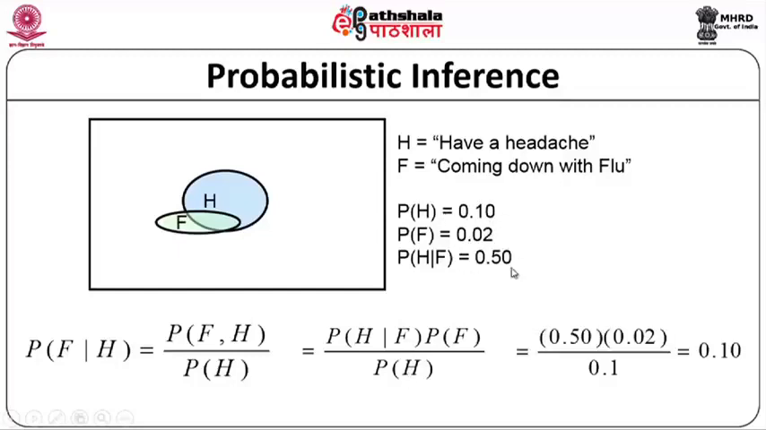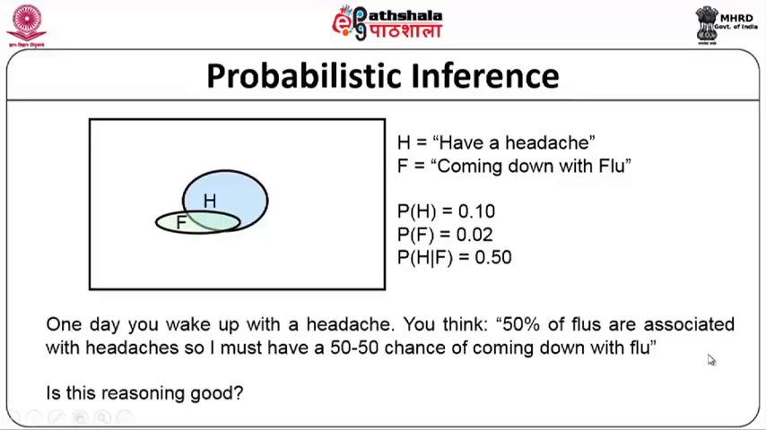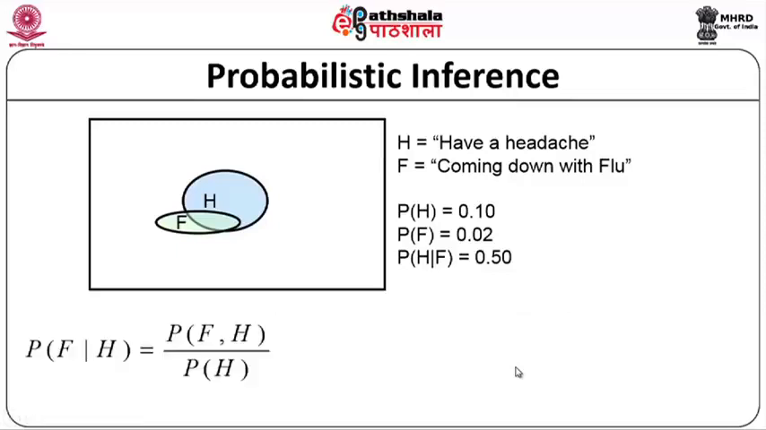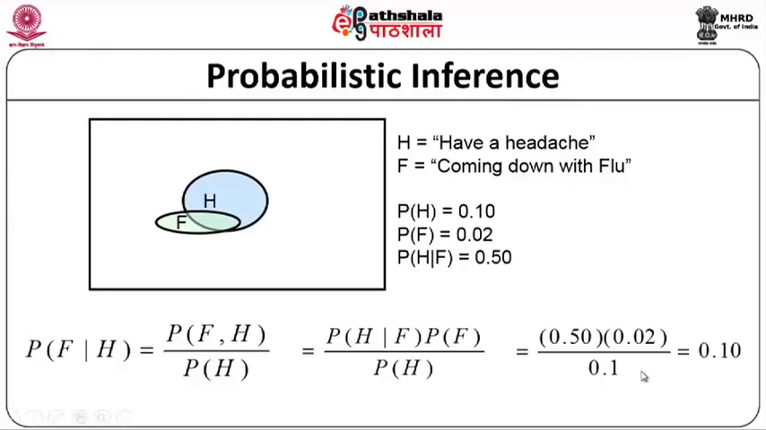Now, if we substitute these values into this equation, we have a value of 0.10. In other words, the chance for me to have flu given headache is just 10%. So, the reasoning that we made earlier, that there is a 50-50 chance for me to have flu, is wrong, and this may be validated using the conditional probability scenario.